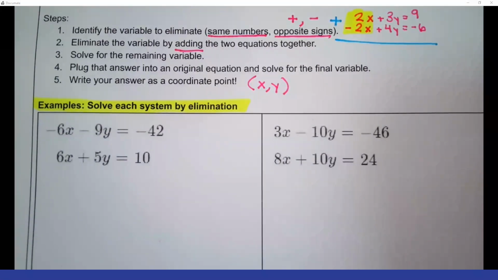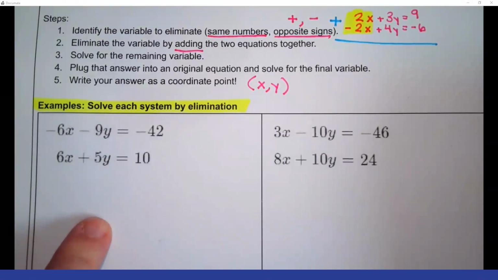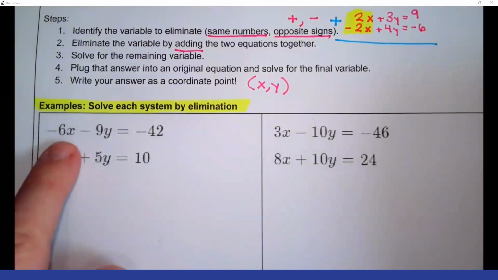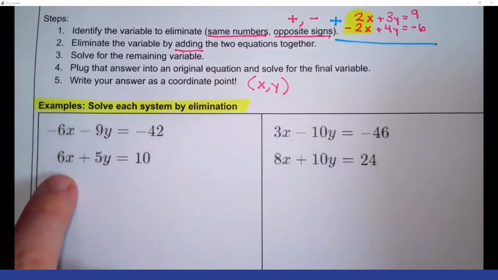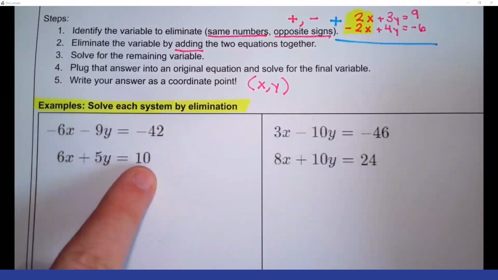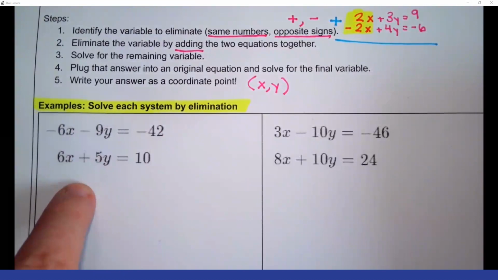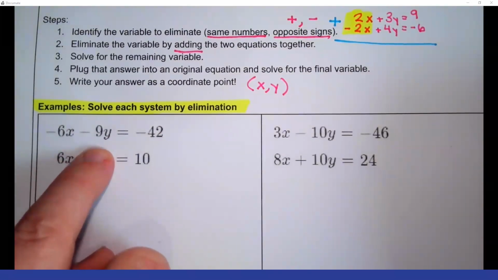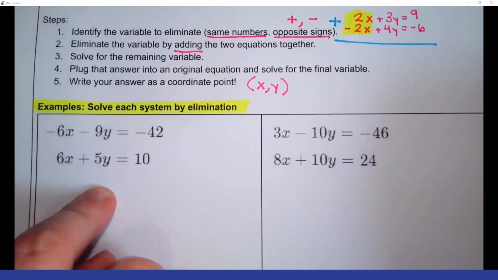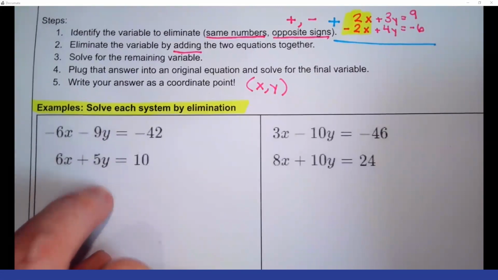All right, let's go. Let's do this first one just step by step. So first, identify the variable to eliminate. So our 2 equations are negative 6x minus 9y is equal to negative 42, and then 6x plus 5y is equal to 10. So what I'm going to do is highlight the variable that has the same number but opposite signs. If I look here at my y's, 9 and 5, those are not the same numbers, so I'm not eliminating my y's.